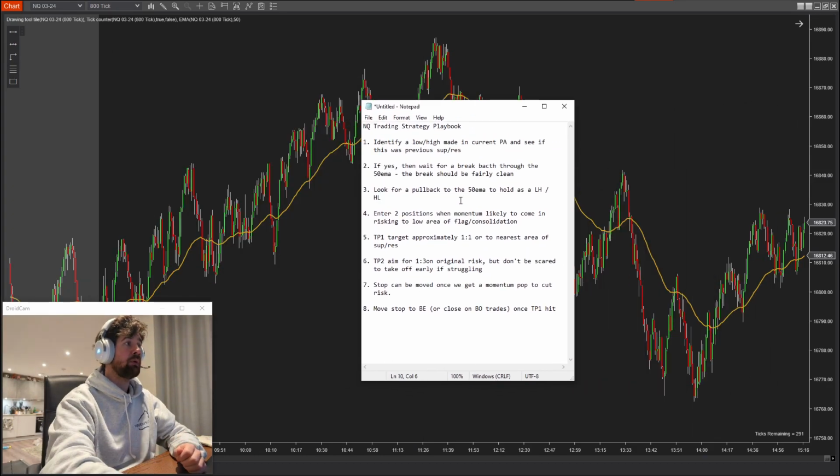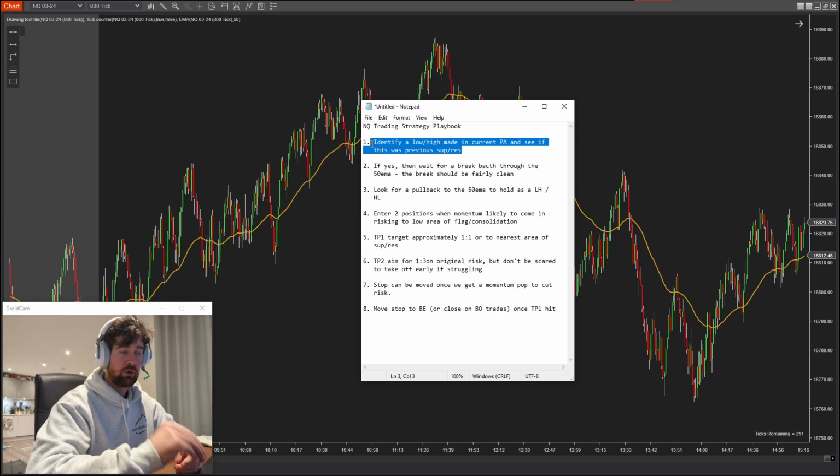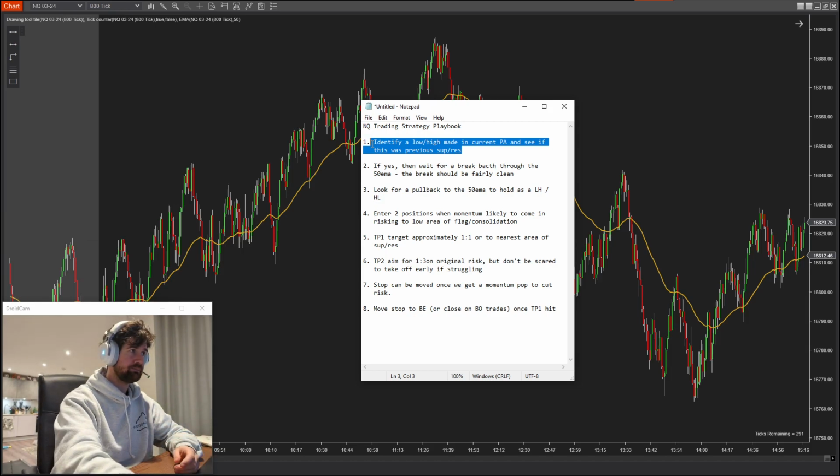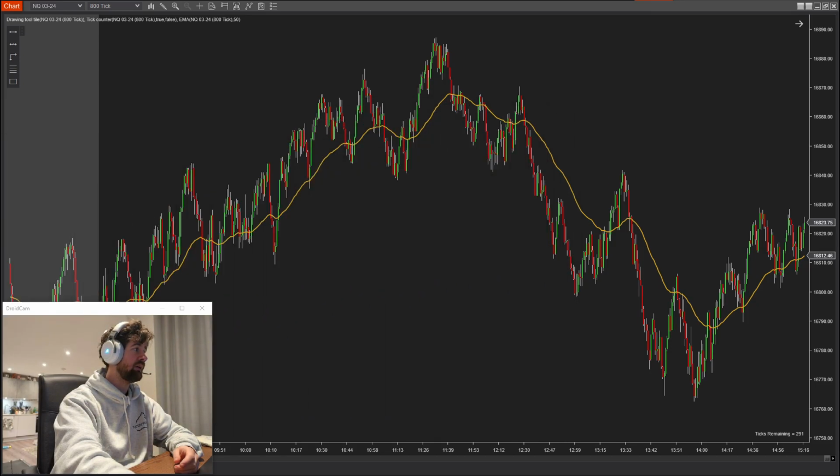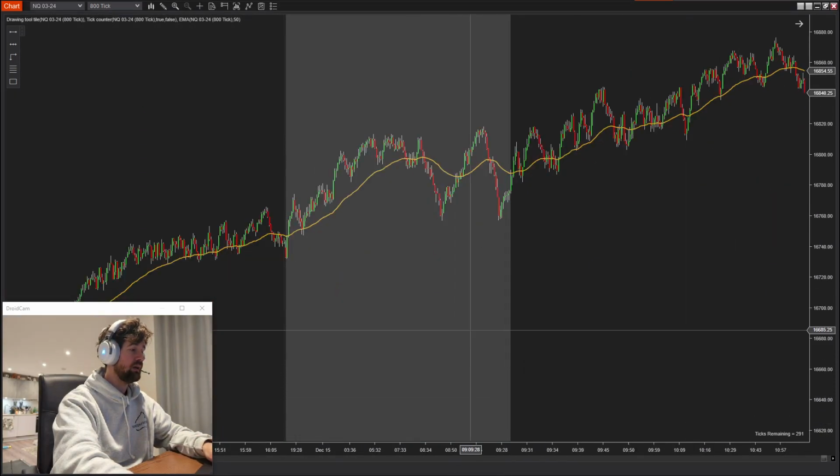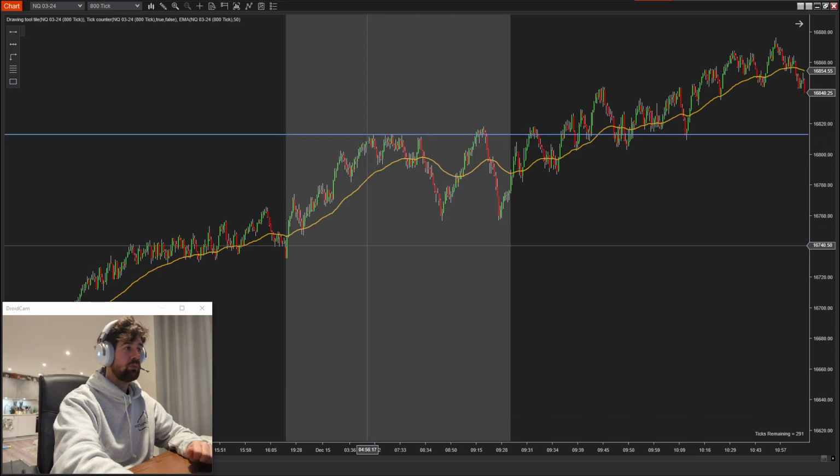This is my playbook, and this is my strategy. So number one, we are looking to identify a high or low made in the current price action and see if this was previous support or resistance. And this is really key. A mistake that I've fallen into a few times is by having levels drawn on my charts beforehand.